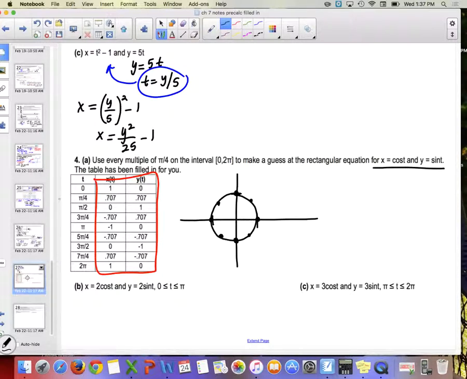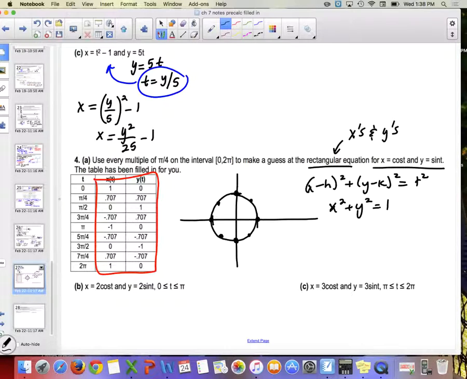Okay, so what do we think the rectangular equation with x's and y's is? How do we do the equation of a circle? Well, usually, (x minus h) squared plus (y minus k) squared equals r squared, right? So in this case, we have x squared plus y squared equals 1, and that's our answer.